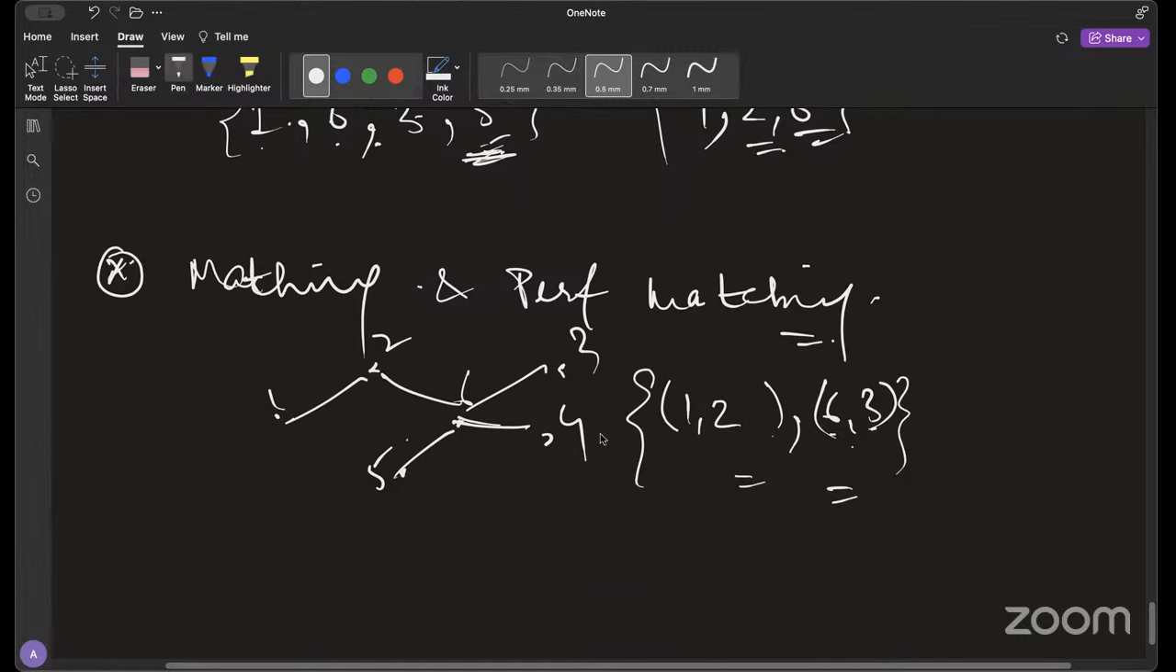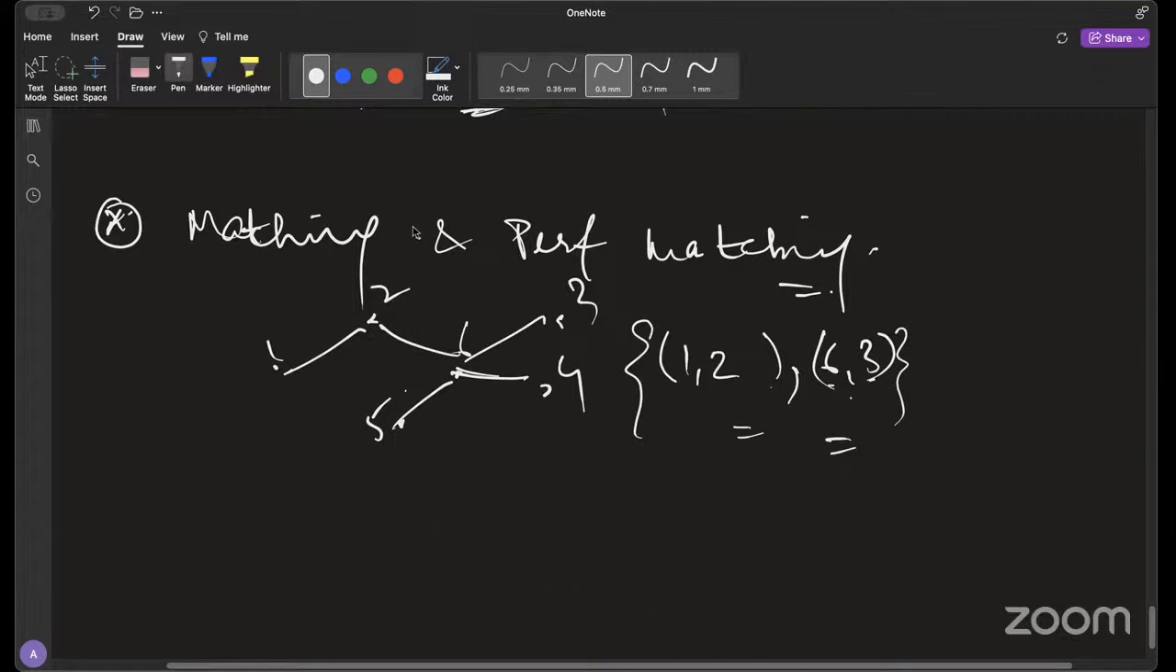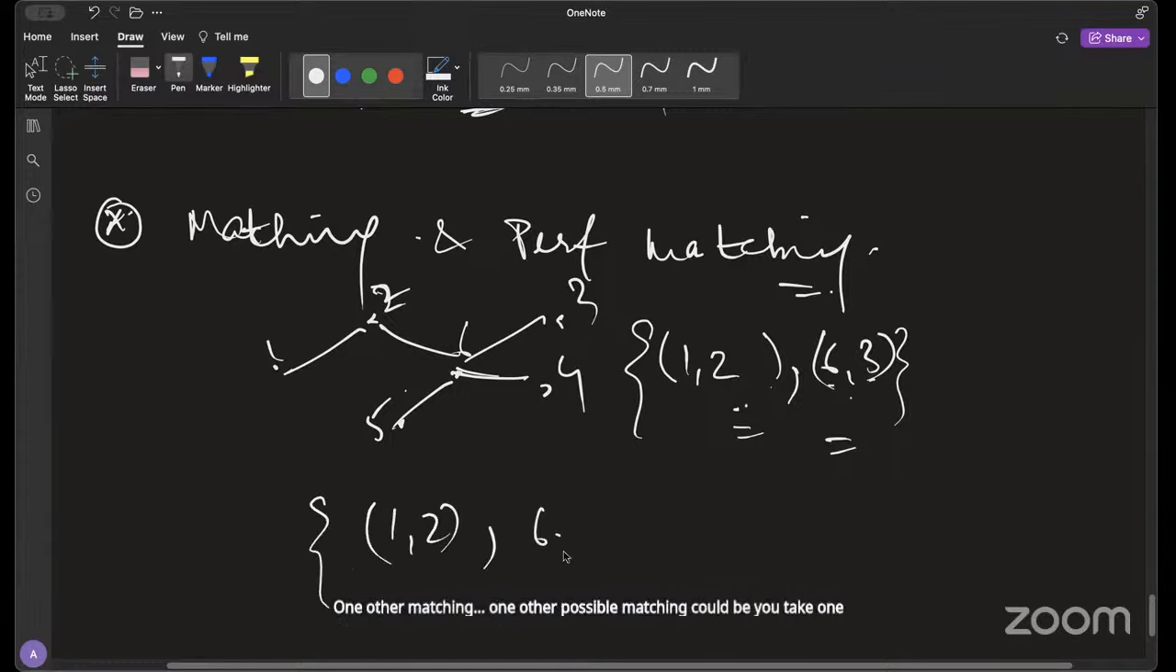Is there a doubt? Can you explain this again? A matching is basically a collection of edges where no two edges share a common vertex. That's it. So if you've included 1, 2, one other possible matching could be you take 1, 2, and then you take 6, 5 instead.